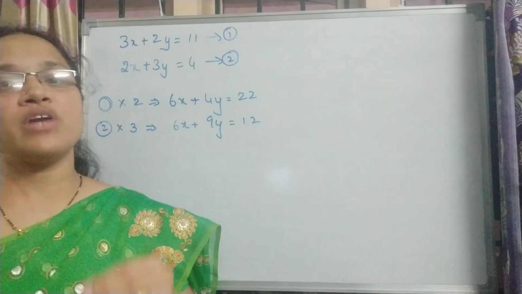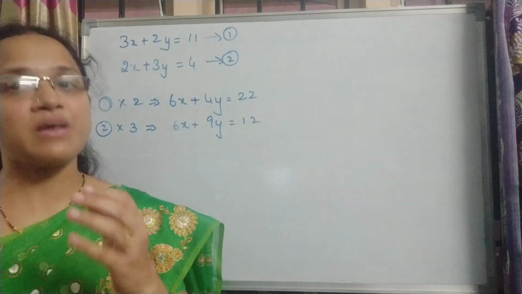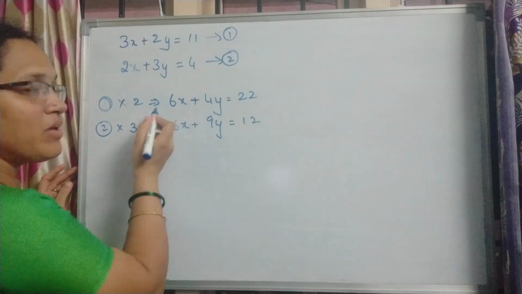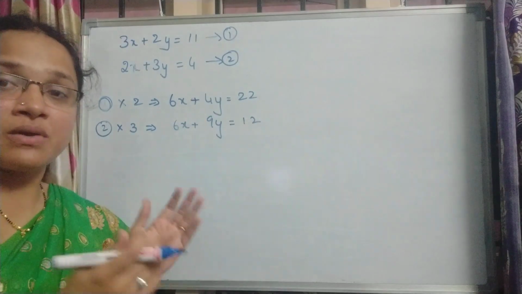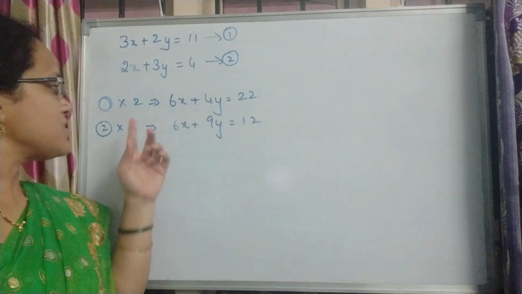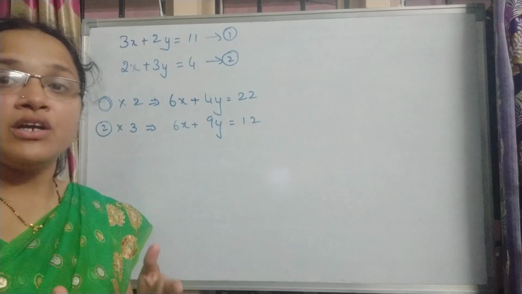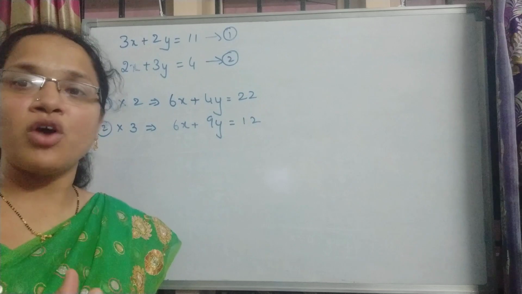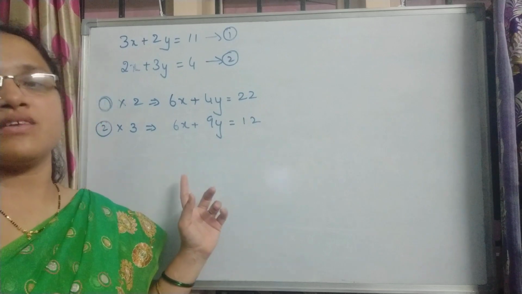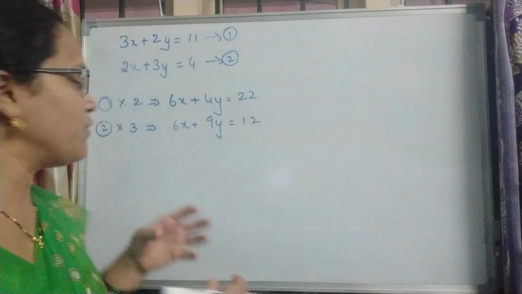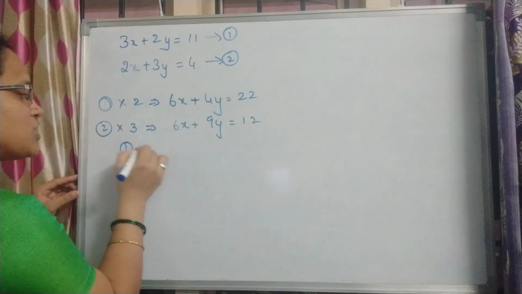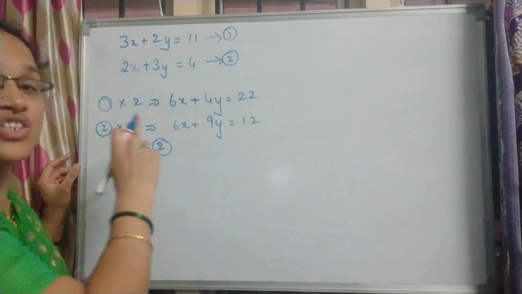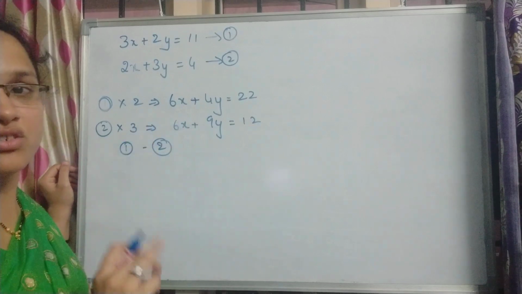After multiplying and making the coefficients equal, you have to decide whether to add both equations or subtract them. Here, both have a plus sign. If you add the equations, it becomes 12x, since 6x plus 6x is 12x. But you should eliminate that variable. Because the coefficients are equal, you will subtract the equations, that means first equation minus second equation. This is how we check whether to add or subtract.